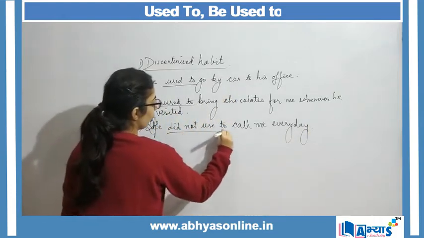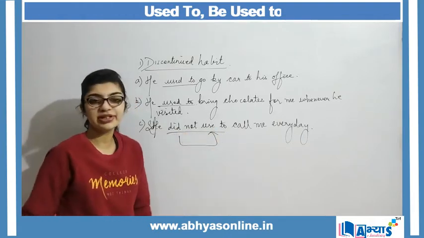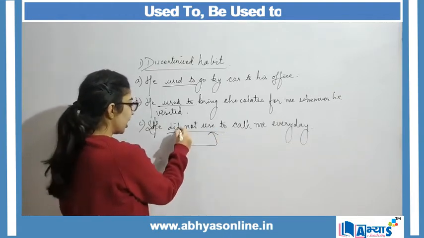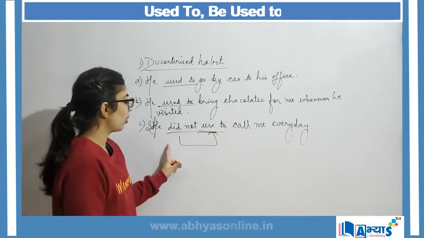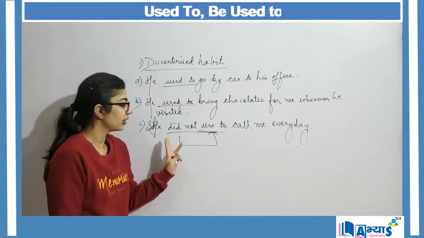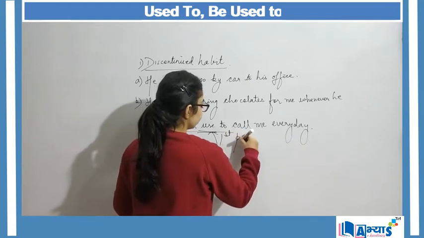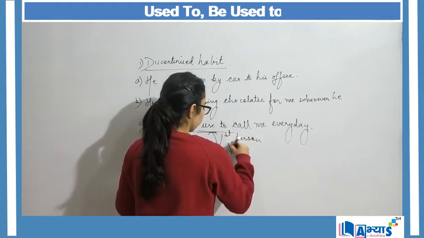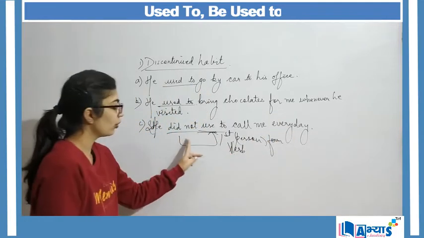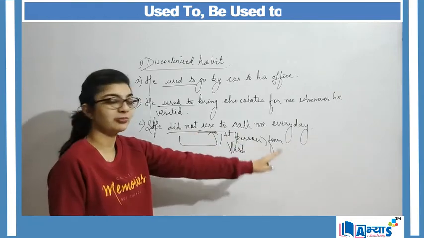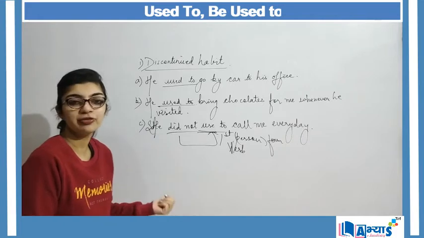Now, she did not. Whenever we are using did, the tense will always be past, but the verb will always be in first form. Did always represents a past tense, but with did, the verb that we are using is of the first form. So she did not used to call me every day. So this is again an example of used to as a negative form.